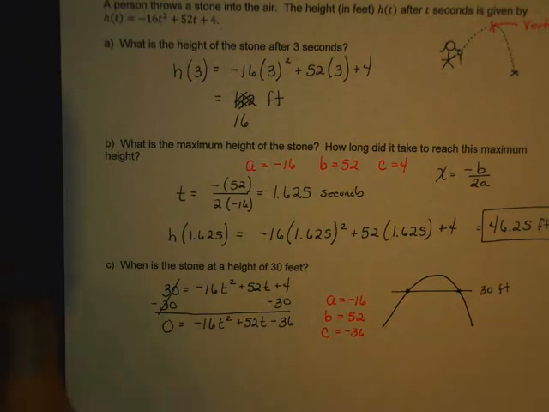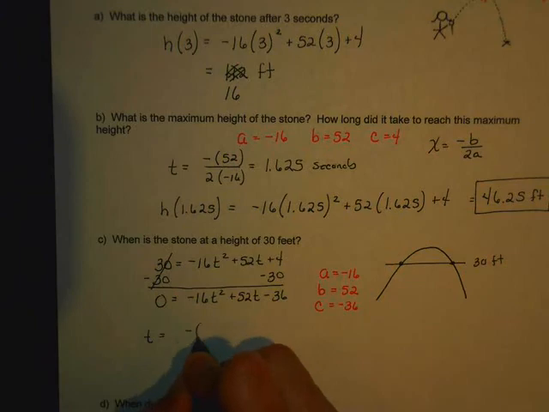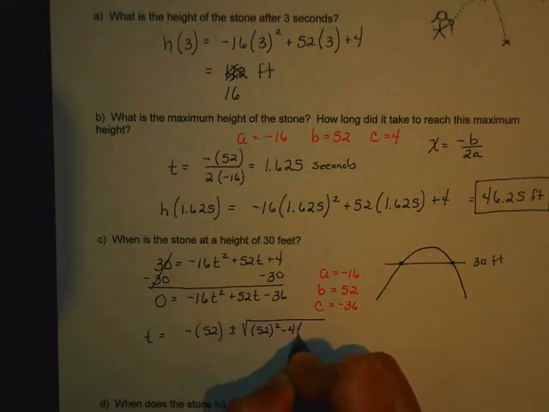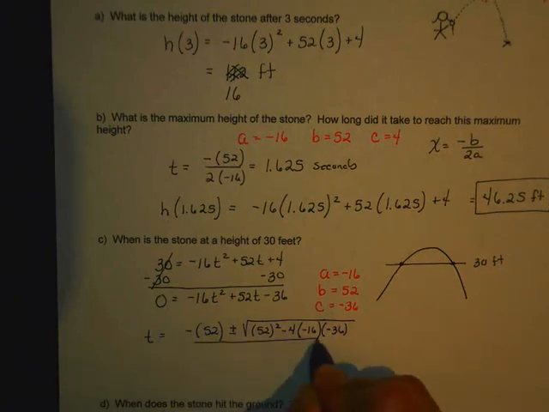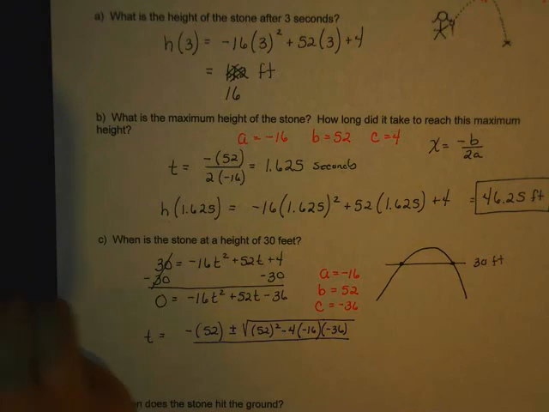All right, here we go. So my time is going to equal negative b plus or minus the square root of b squared minus 4 times a times c, all over, crap, I screwed up again, didn't I?